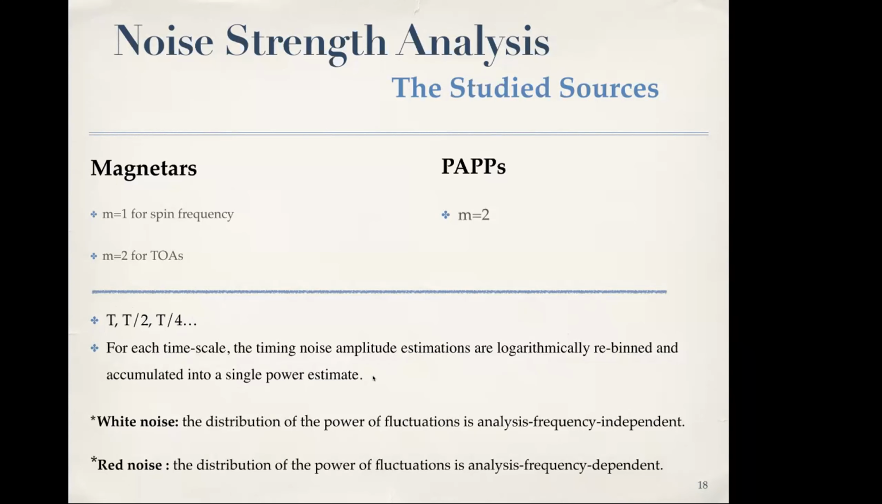Something to notice is that we call white noise the distribution of the power of fluctuations which is time span independent, and we call red noise the distribution of the power of fluctuations which is time span dependent.